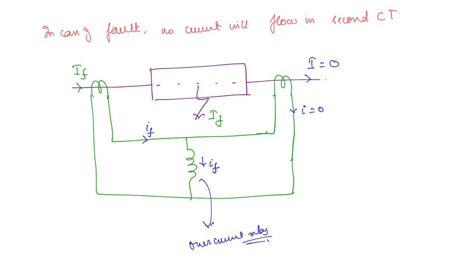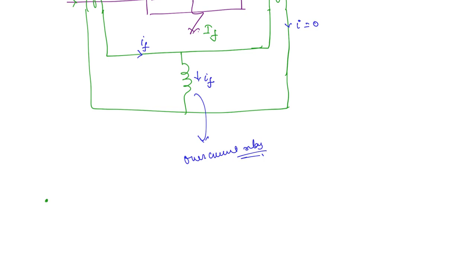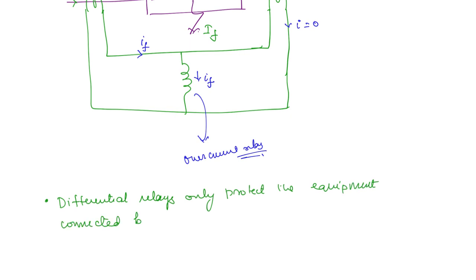One important thing that you can see here is the differential relay is going to operate only when there is a fault in between the two CTs. What if there is a fault somewhere outside, like if there is a fault here, then fault current will flow here, here also fault current will flow, then again in the operating coil there will be no current. Okay, so it will not operate. So that is one of the basic characteristics of differential relays. You can write: differential relays only protect the equipment connected between the two CTs.